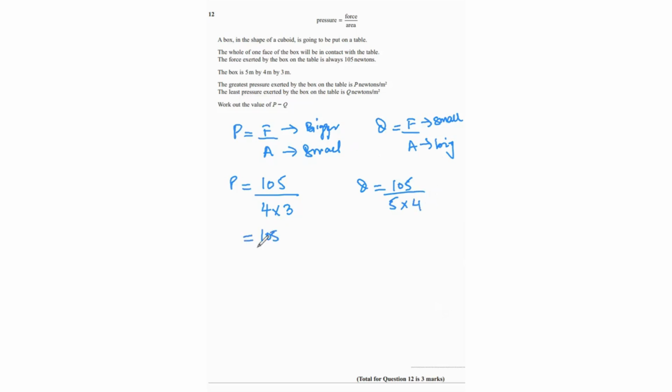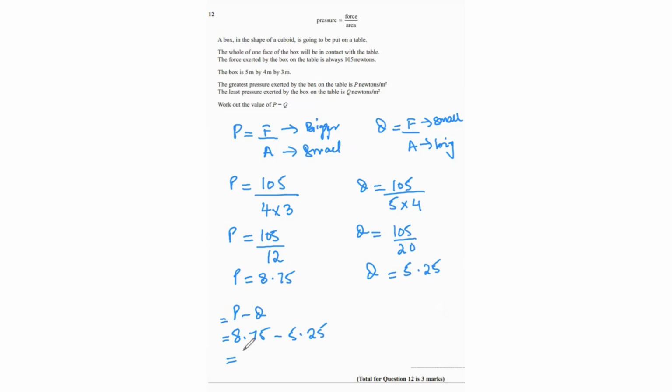So that's 105 divided by 12, and that's 105 divided by 20. That's going to be 8.75, and this one is going to be 5.25. So now P minus Q equals 8.75 minus 5.25, which equals 3.5 newtons per meter square. That is your final answer.